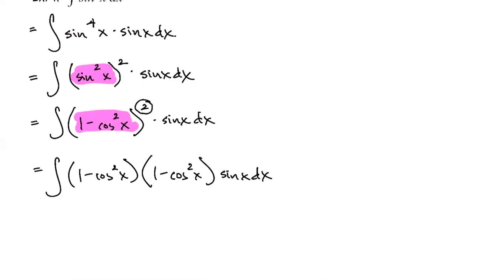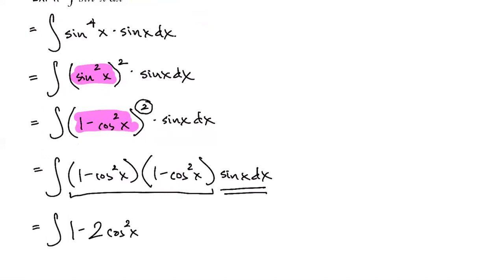And if you're the kind of person who always forgets to FOIL, this might not be a bad step to say, I'm going to commit to writing this every time so that I know that I'm not going to forget to FOIL. And what we're going to do is we're going to FOIL out this part, but we're going to leave this part at the end. So don't multiply in that end piece. And when we FOIL that out, we'll get 1 minus 2 cosine squared x plus cosine to the 4th x times sine x dx.